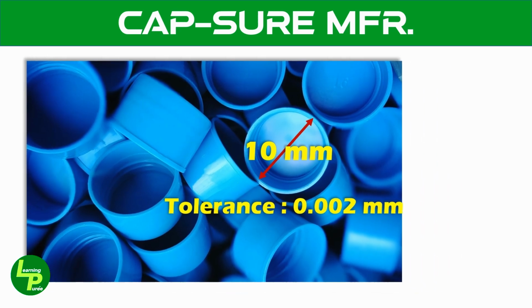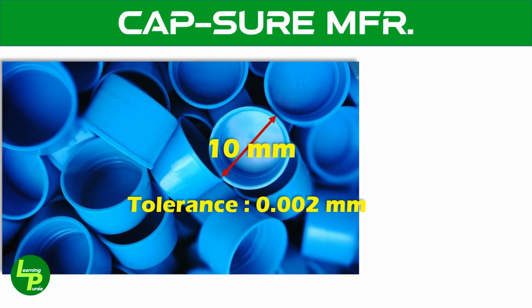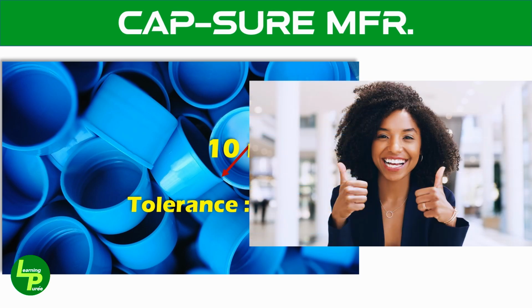An ill-fitting cap will result in leakage, leading to the production batch being rejected, which in turn will result in a loss to the company. In the past, the manufacturer has had a good track record of manufacturing to the exact specification of a mean diameter of 10 millimeters with a tolerance of 2 micrometer.